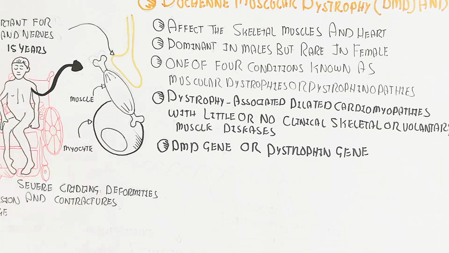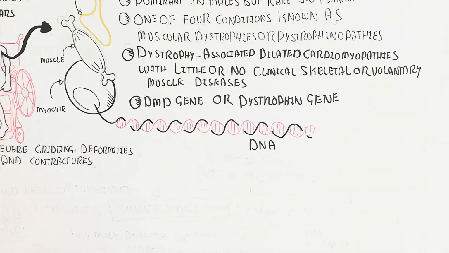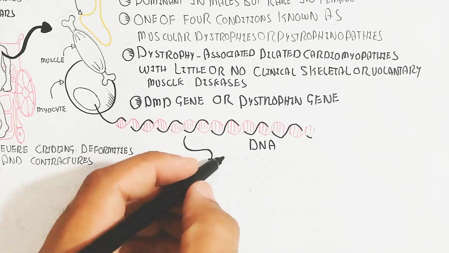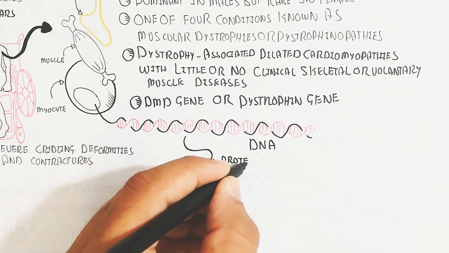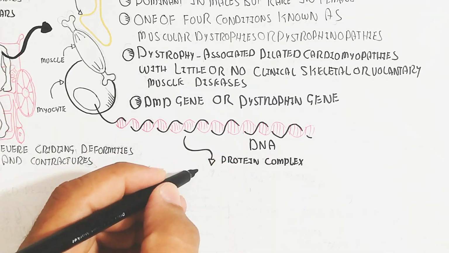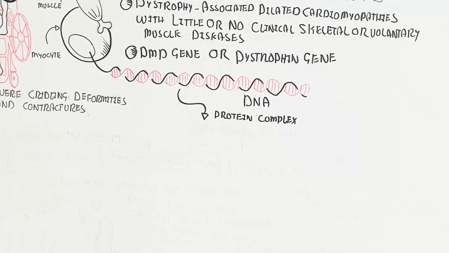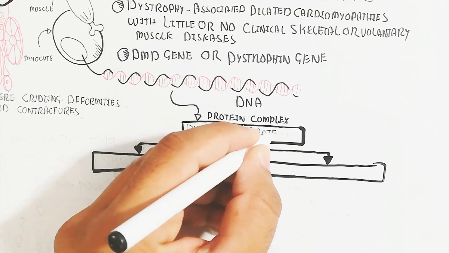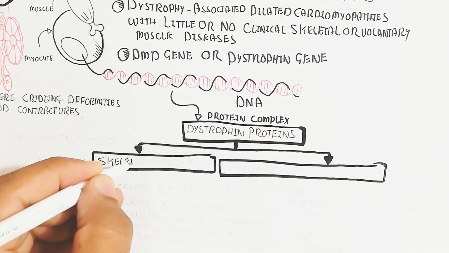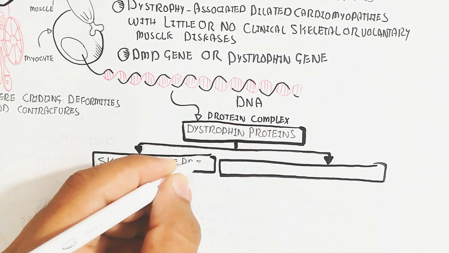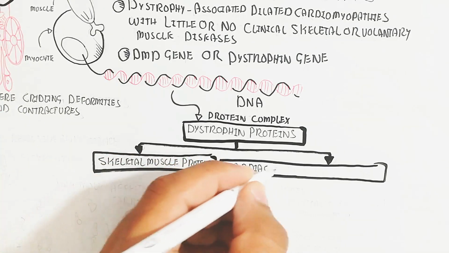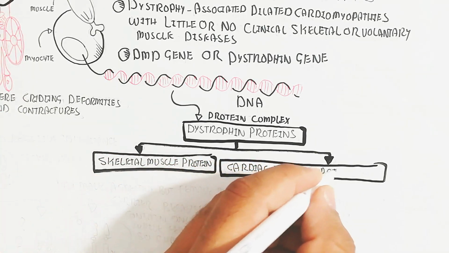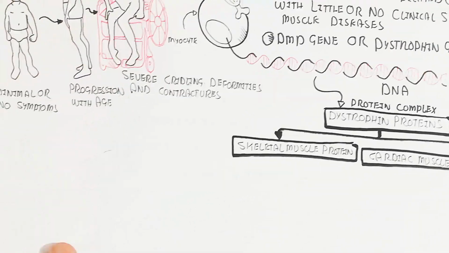This is the muscle containing the myocyte, and this is the neuron. The DNA codes for a protein complex and the dystrophin proteins, which are skeletal muscle protein and cardiac muscle protein. This is important for protection of the cardiac muscle and the skeletal muscle. DNA produces the mRNA, which is used for the production of dystrophin protein.